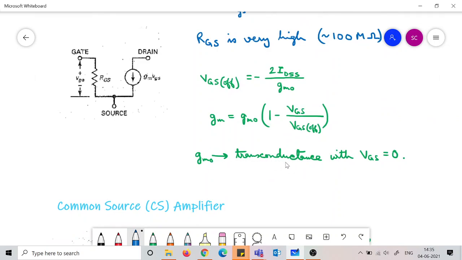Sorry, gm0 is the transconductance with VGS equals 0. I thought I said VGS equals VGS off, but no. gm0 is the transconductance with VGS equals 0, that means the gate source short circuited transconductance value, and that is what you are using. You can calculate it from this relationship, and you can use it to get the transconductance at any other value of VGS.